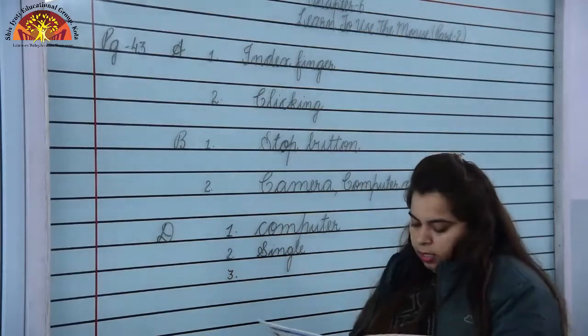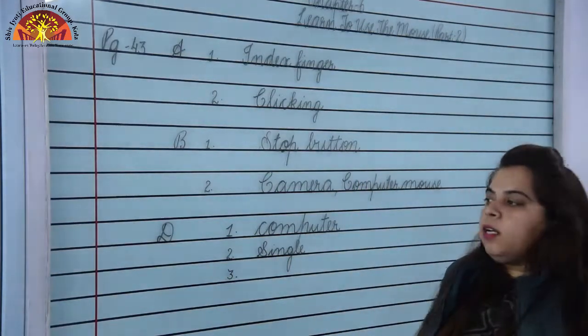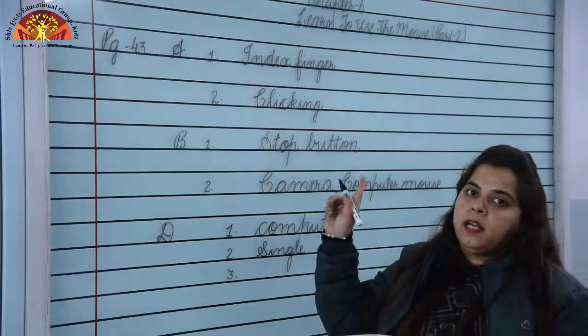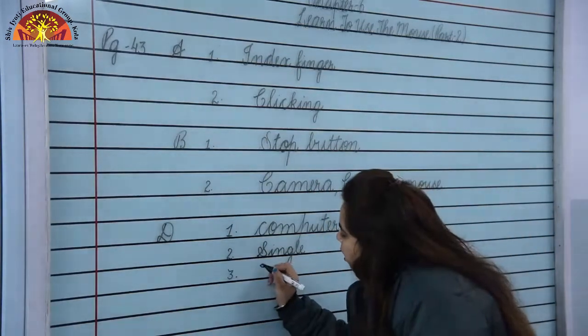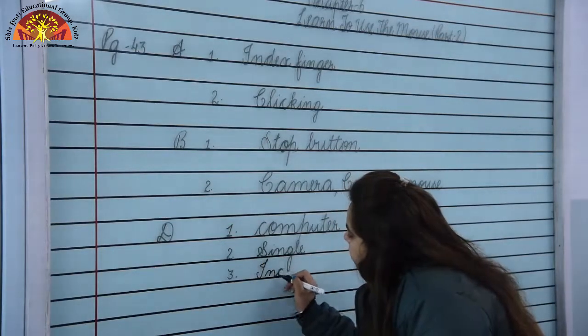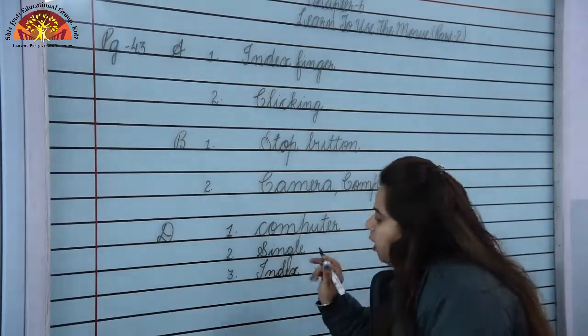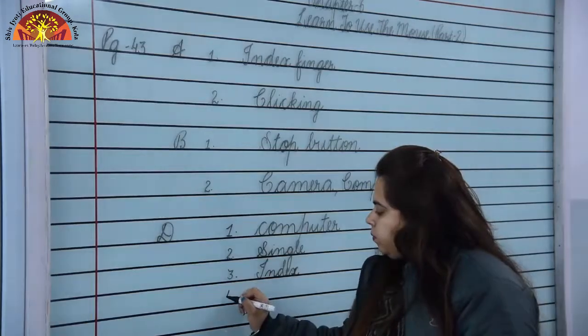Number 3, dash finger is used to press the left button. With which finger do we press the left button of the mouse? With the help of the index finger. So the answer is index. INDEX. I will be capital.